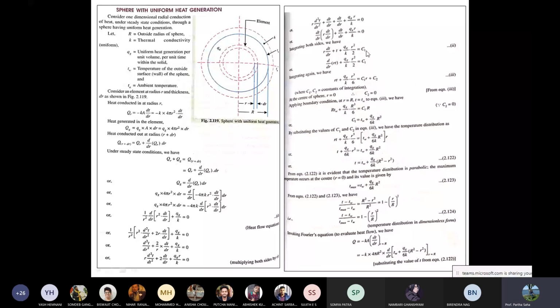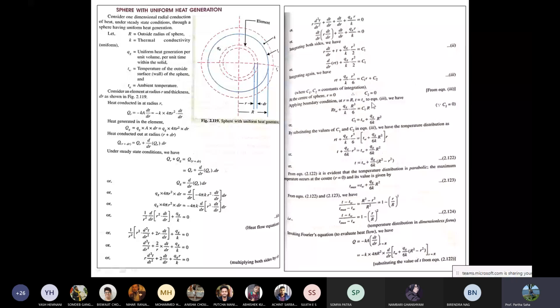Again, you take these two terms as d/dr of rT, because these two terms you can take into partial differential form, plus qg/k r squared by 2 plus C r. Again, if you integrate, this becomes rT plus qg/k r cubed by 6 plus C1 r plus C2. C1 and C2 are constants. Actually, we are doing a double integration.